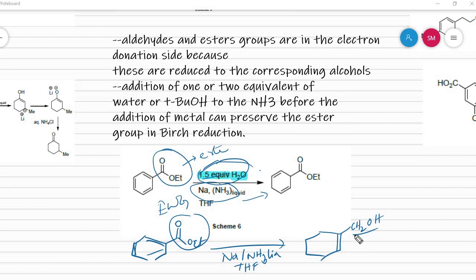Wherever the donating group is present, the double bond is going to reduce at the 1,4 position of the benzene. Where the donating group is attached, it won't reduce. Wherever the withdrawing group is present, it will reduce. If you see some more examples, you will understand.